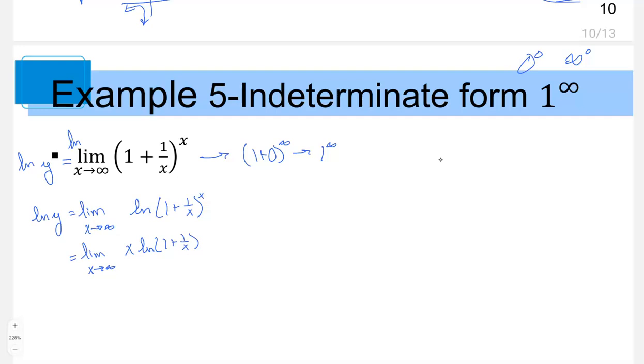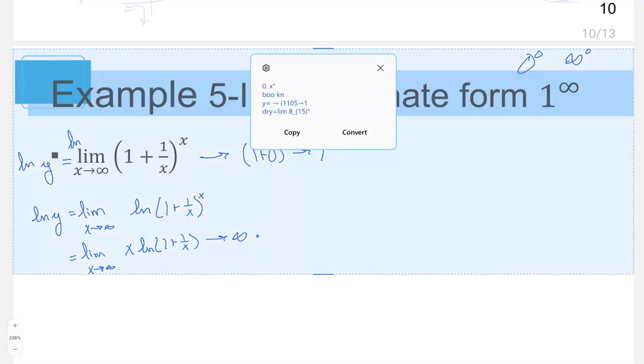So now if I look at what's happening here, this is going to be infinity, and the ln of 1 as x approaches infinity is going to head towards 0.